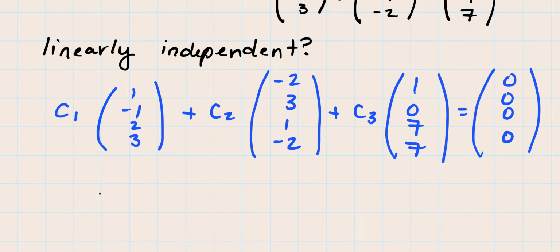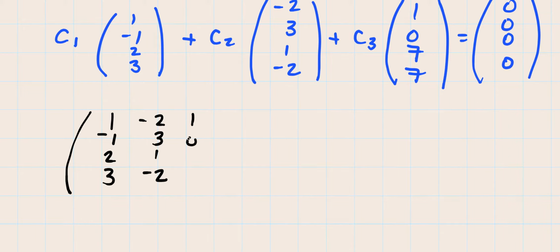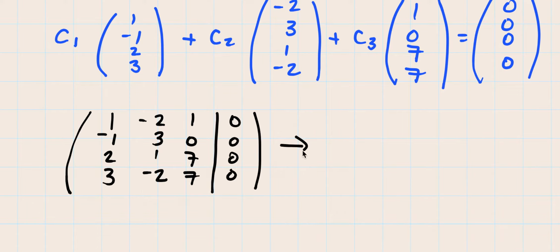So you want to put these columns as columns of your augmented matrix. So you have 1, negative 1, 2, 3, negative 2, 3, 1, negative 2, 1, 0, 7, 7, zero, 0, 0, 0, and then put this into reduced row echelon form. I'm going to skip that. You can do it as an exercise.